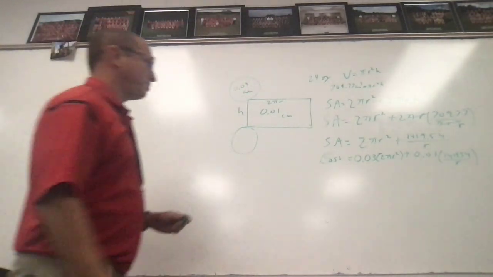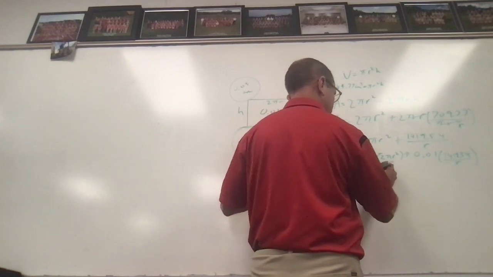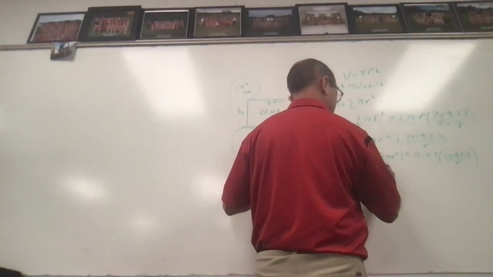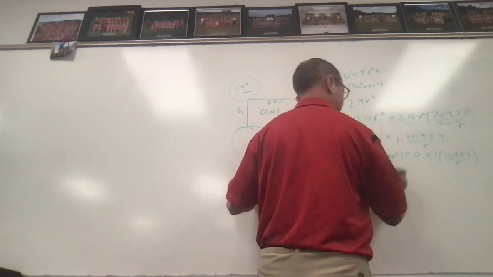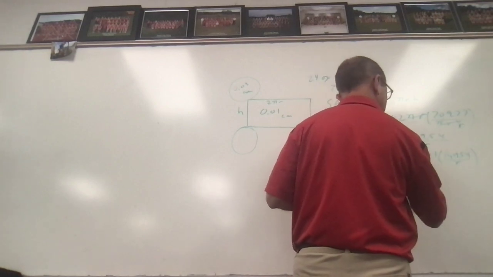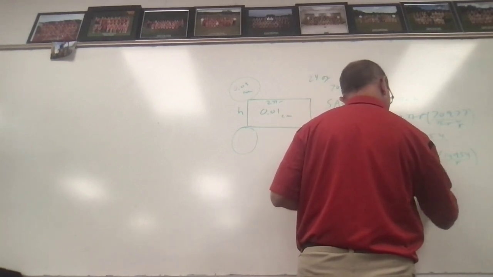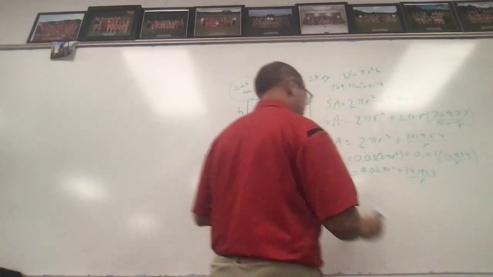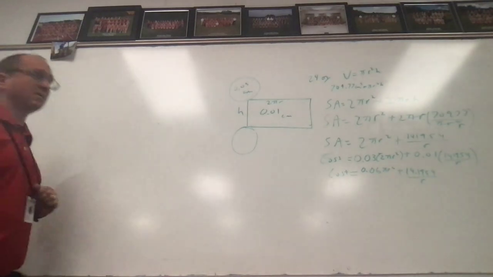So this becomes, is everybody okay? 0.06 pi r squared plus, all right, move the decimal over 2 places, so it's 14.1954 over r. This is still the cost. I have not done any calculus yet.